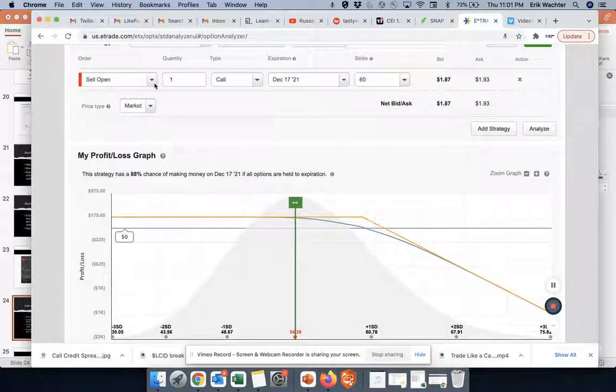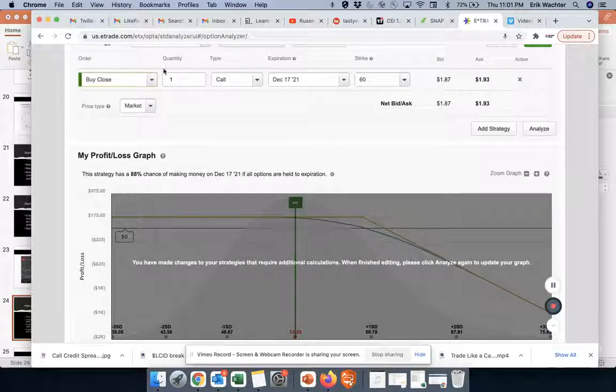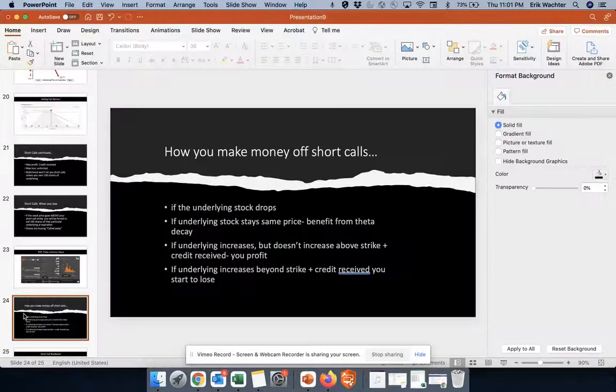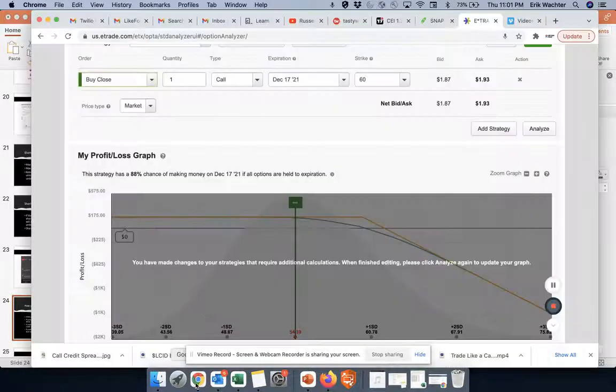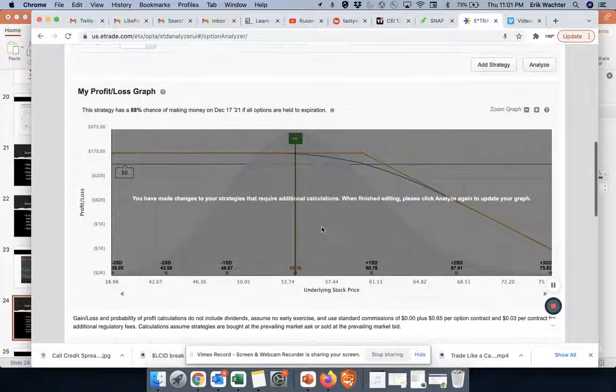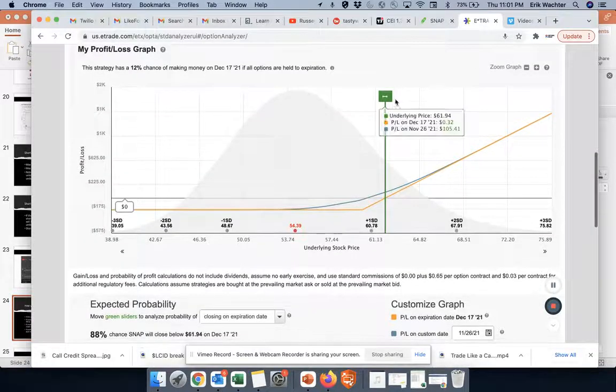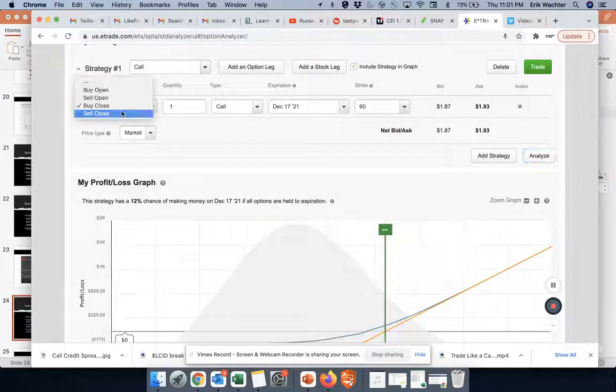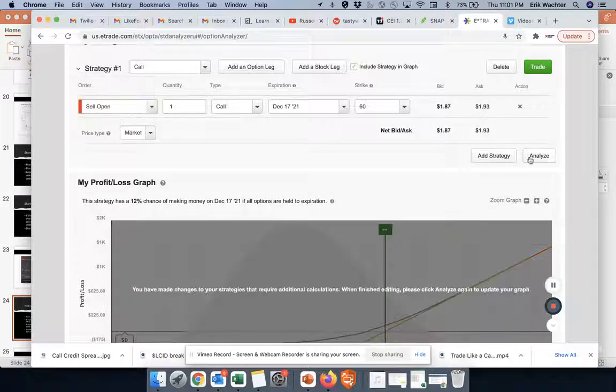So we initially sell to open. To close out a call, you buy to close. Because remember, we're selling high, and then you have to buy back at a lower amount to make money. Okay, so that's another interesting thing. As a call seller, we actually can sell and close out this contract if we're up money. So yeah, like I said, this is back to buying to close, sell to open, analyze.